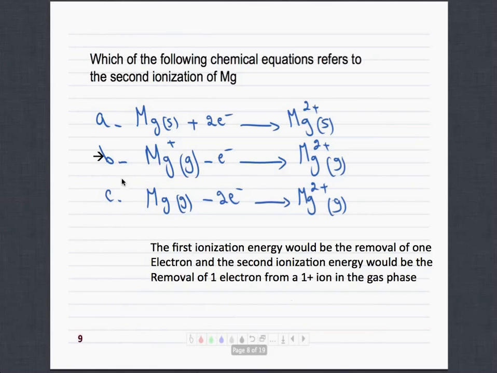The last one is definitely wrong because we didn't say in ionization energy that it is the loss of 2 electrons at the same time. So this makes C definitely wrong. Okay? So keep in mind that whenever we're talking about ionization energy, we're talking about an equation from the gas to the gas, and we're losing 1 electron in each step.